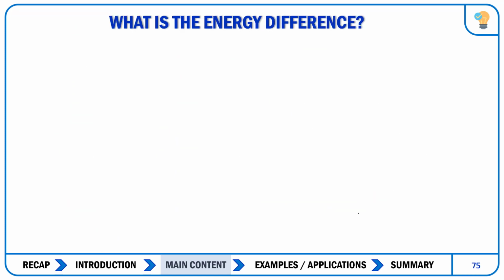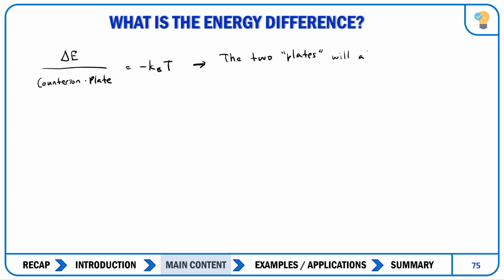So what is the energy difference? In other words, what is delta E over this entity? It's equal to negative kBT. In other words, let's try and explain this conceptually. The two plates will attract each other.